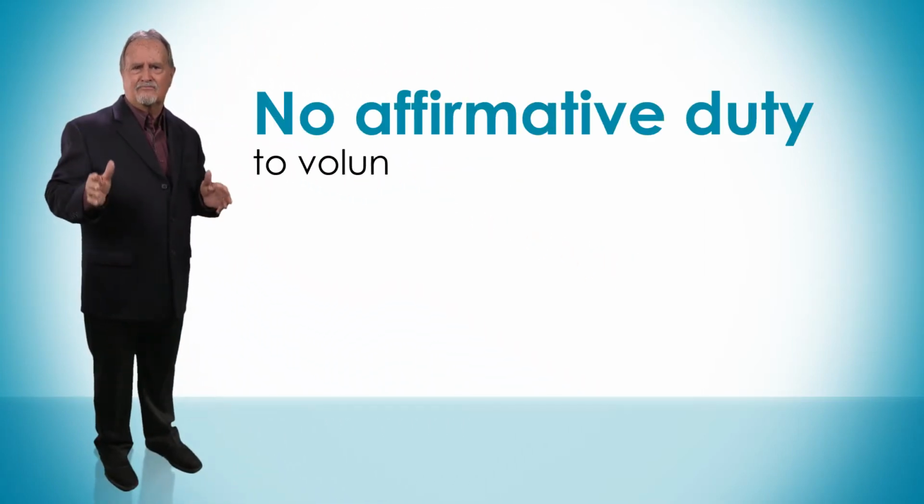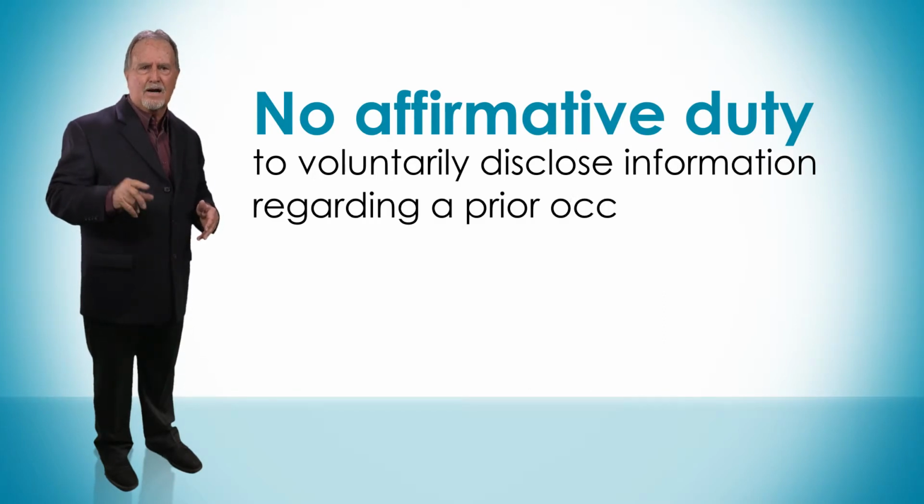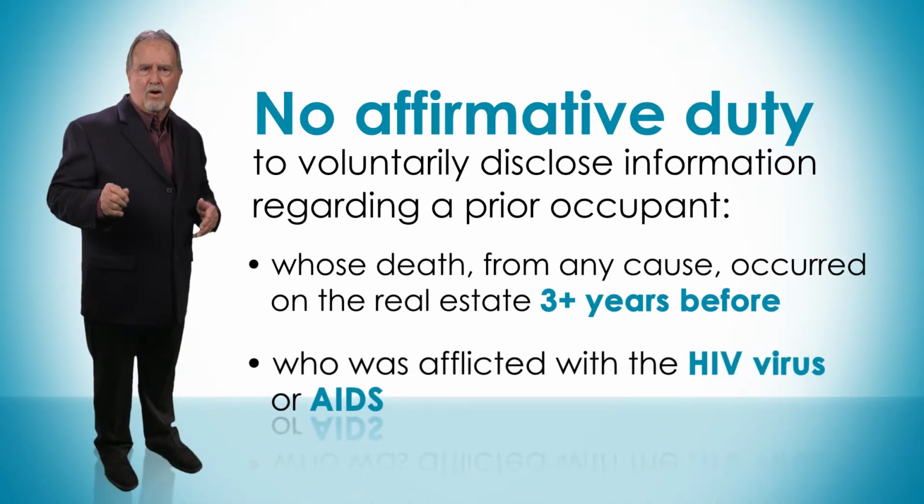Now, did the seller's agent breach their general agency duty to the buyer by failing to disclose the death on the property occurring more than 3 years before the buyer submitted their offer? No. A seller's agent has no affirmative duty to voluntarily disclose information to a potential buyer regarding a prior occupant whose death from any cause occurred on the real estate more than 3 years prior to the purchase offer, or who was afflicted with the HIV virus or AIDS.